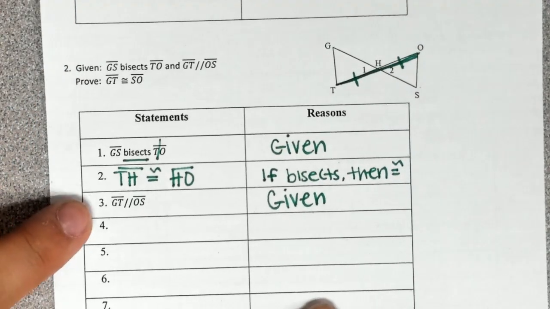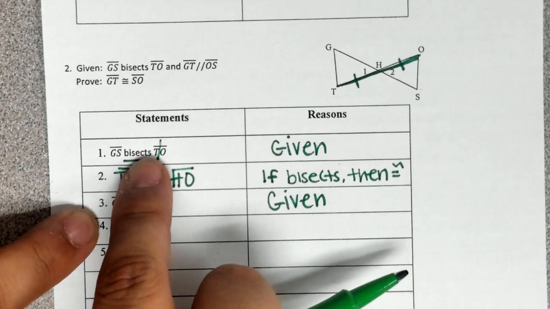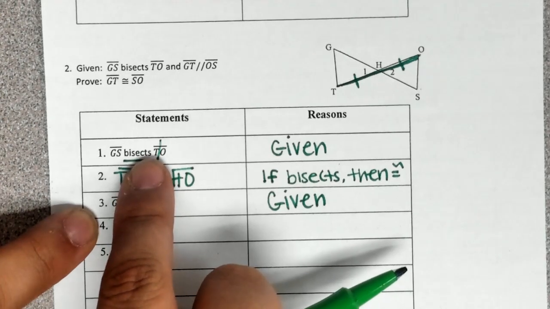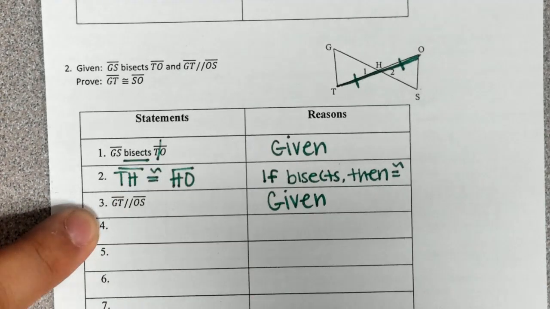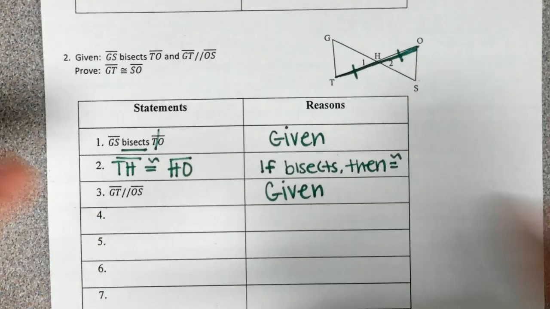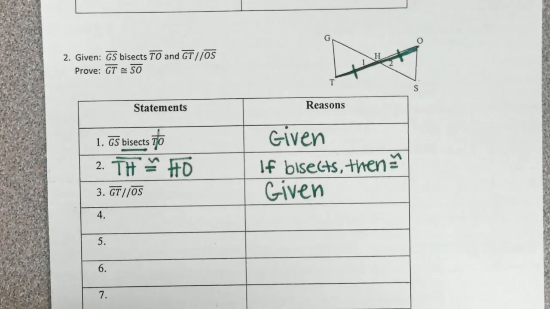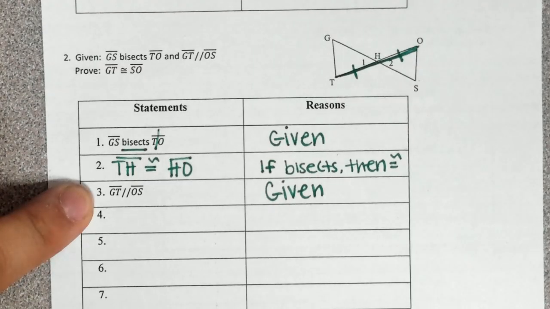Now, if they didn't give us this number 3, could you have written number 3 where number 2 is? Yes. Just like in Uno, you can go number or letter or number or color. Same thing here. These are the same thing. All right, this one's weird. What else do I know? I know GT and OS are parallel. What else do I know?